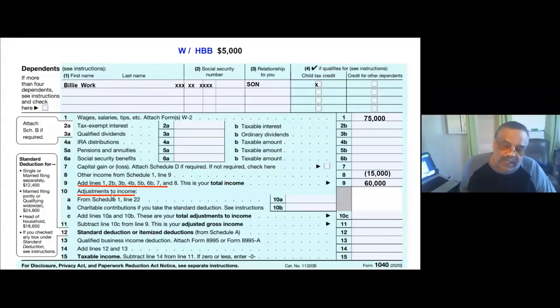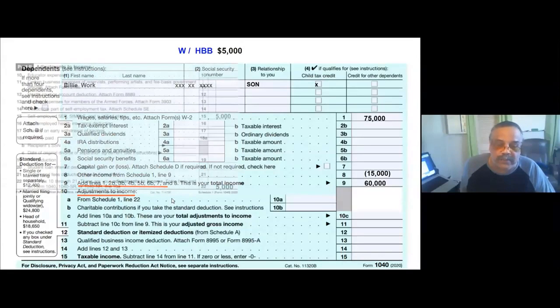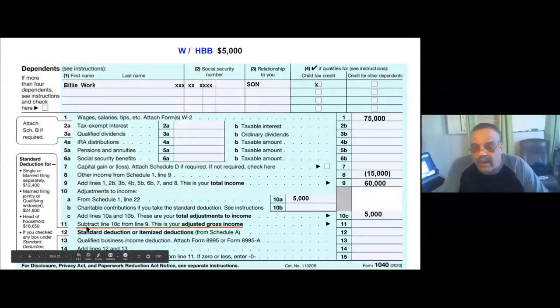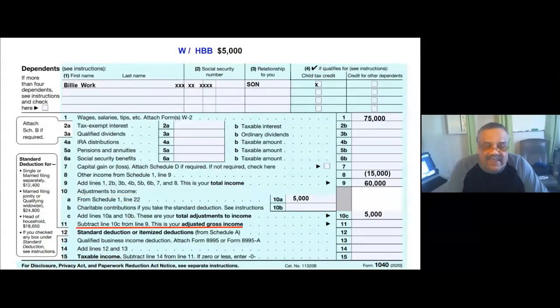Okay, now you have your adjustment from Schedule 1, line 22. Okay, going back to Schedule 1, there's line 22. There's your $5,000 that you put on line 10A. Okay, you add up lines 10A and 10B, you bring your $5,000 to line 10C, and it says subtract line 10C from line 9. This is your adjusted gross income. You got a $55,000 adjusted gross income.